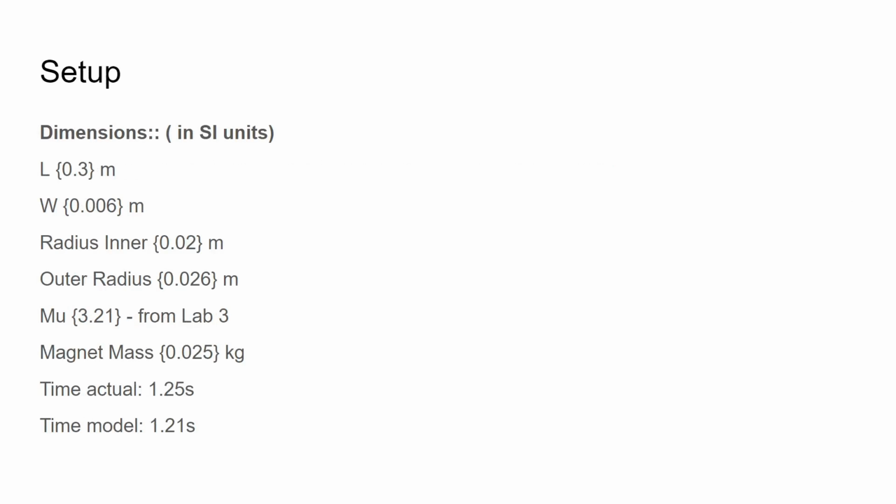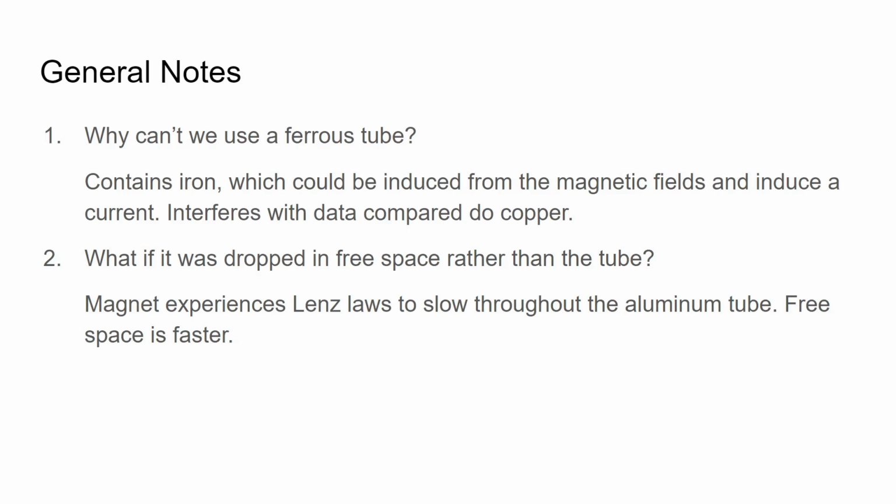For the setup, I'm just going to skip through most of this, since I'm assuming that we don't want to hear my lovely voice go through every single list item. The only thing that I do want to mention, though, is that mu 3.21 is previously derived from lab 3. If you would like to see the full derivations on that, along with some of the future formulas that we use to derive the rest of this video, please go check out the link in the description. So, some general notes before we get into some simulations.